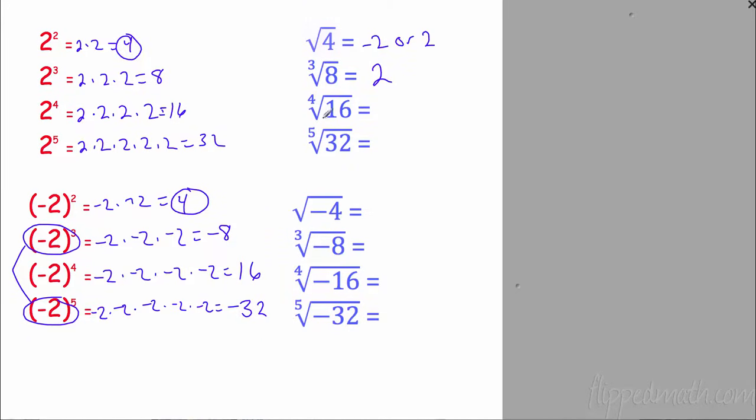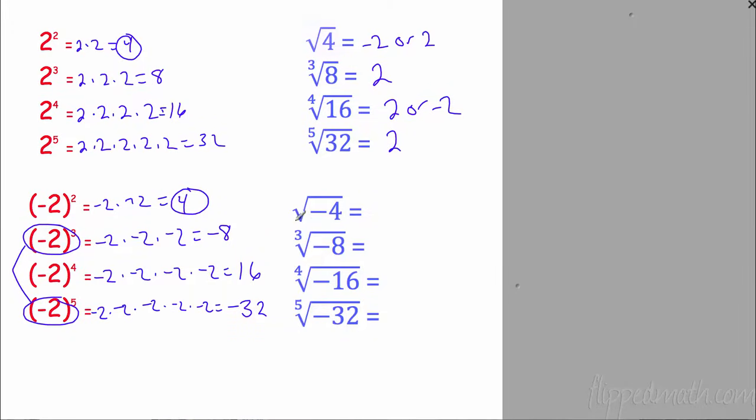The fourth root of 16. Let's see, here is 16, so it could be 2. Or here is 16, it could be negative 2. Down here, 32. All right, 32 we have here. That is 2. Just 1, because down here it's negative 32, and that is not the same thing.